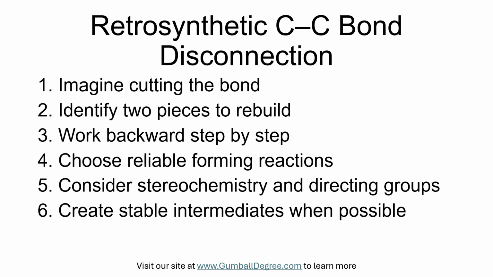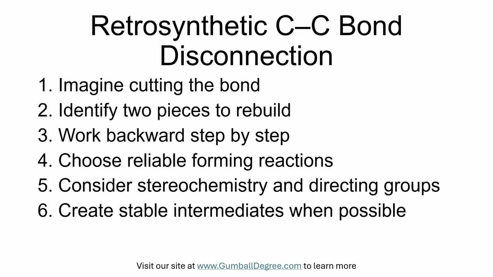Think of it like taking apart a toy to see which two pieces fit together so you can rebuild it later. Each cut suggests a reaction that could join the pieces in the forward direction. Chemists choose which bonds to break by looking for reactions that are reliable, give the right connectivity and stereochemistry, and use functional groups that can direct or activate the coupling.